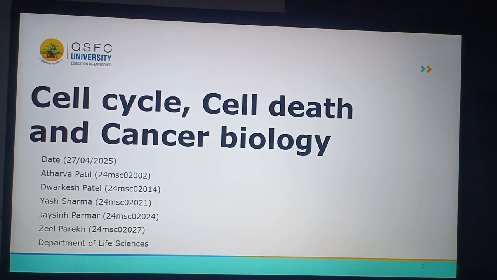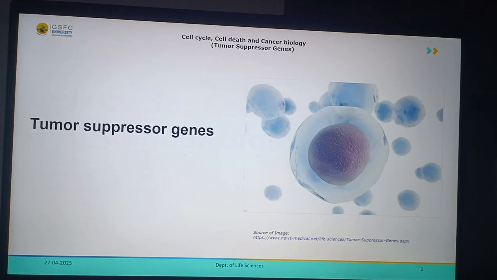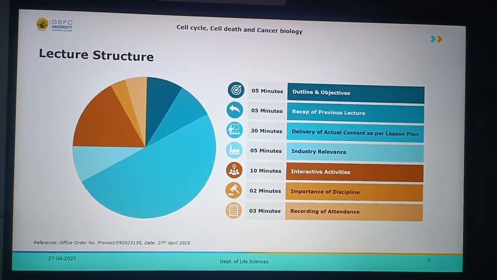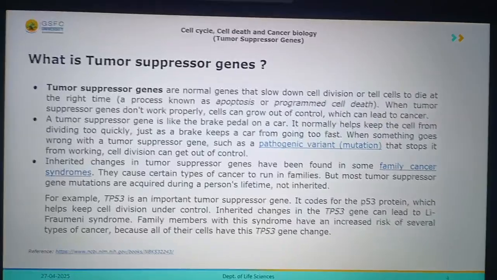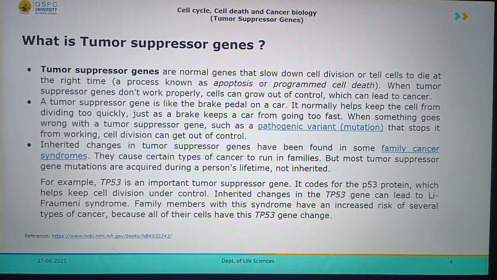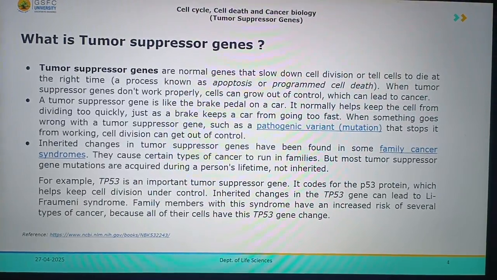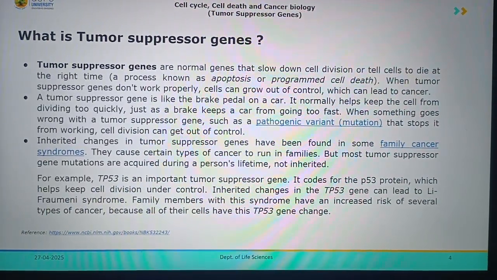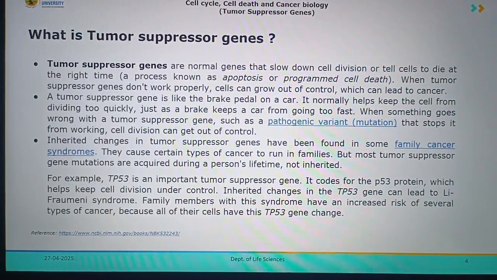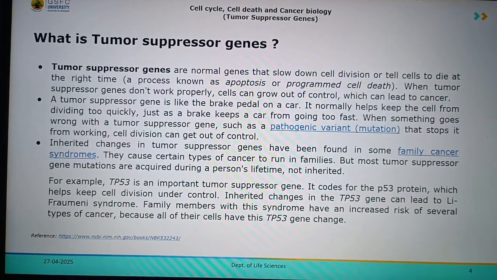I will be speaking about a very important defense system in the body, tumor suppressor genes. What is a tumor suppressor gene? A tumor suppressor gene is a normal gene that slows down cell division or tells cells to die at the right time, a process known as apoptosis, or programmed cell death. When tumor suppressor genes don't work properly, cells can grow out of control, which can lead to cancer.